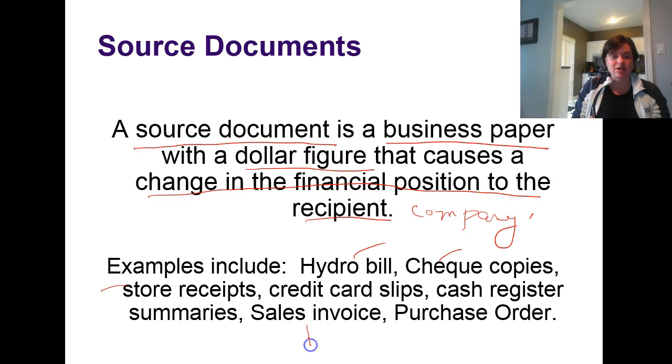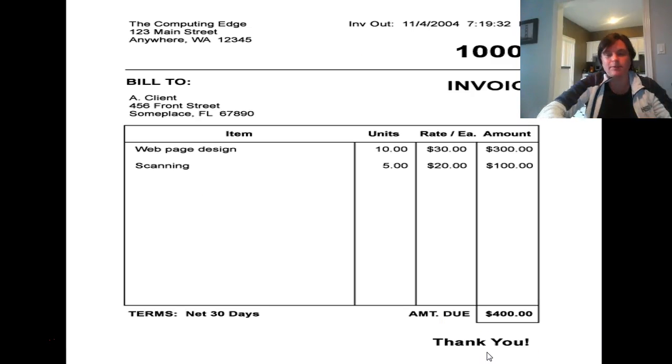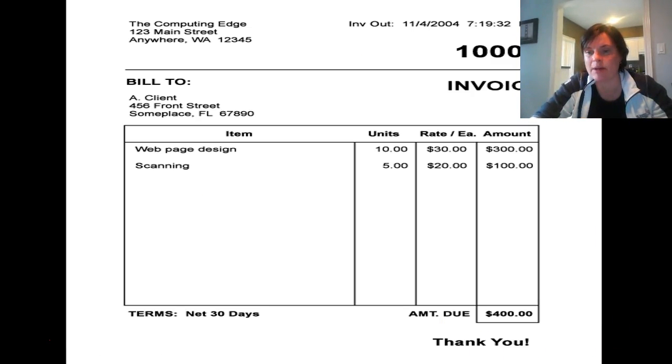A business would have a sales invoice when they sell something, and they would also have a purchase invoice when they make a purchase from their supplier. So let's look at one example. Later on we have a couple.